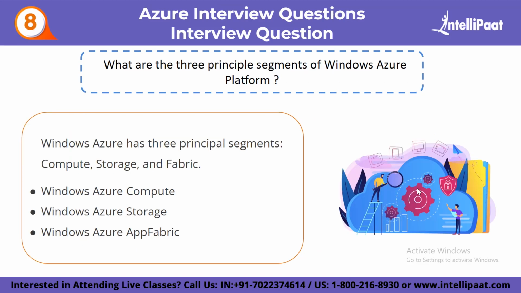The next question is, what are the three principal segments of Windows Azure platform? And the answer is, Windows Azure has three principal segments. The first one is Windows Azure Compute. Windows Azure gives a code that can be managed by a hosting environment. It gives the calculation benefit through parts. Windows Azure backs three types of roles. The first one is web roles, utilized for web application programming and upheld by IIS 7. The next is worker roles, utilized for background processing of web roles. The third is virtual machine roles, utilized for moving Windows Server applications to Windows Azure in a simple way.